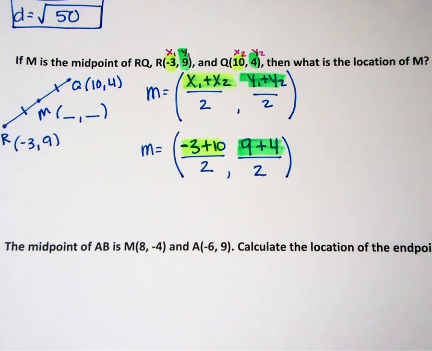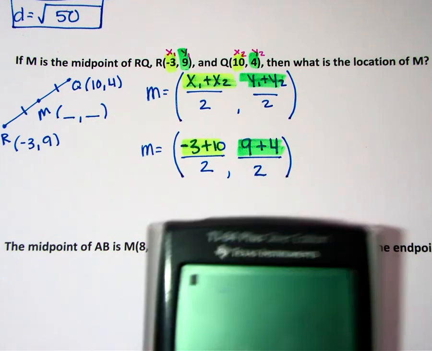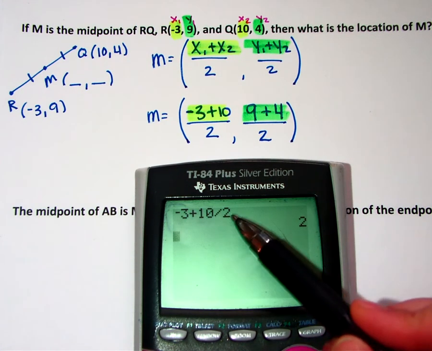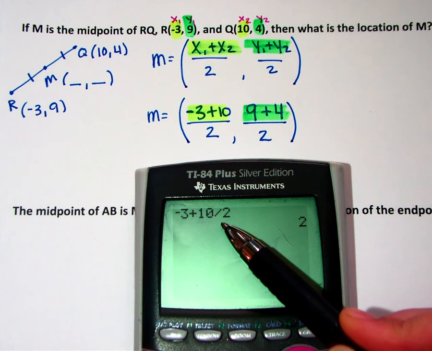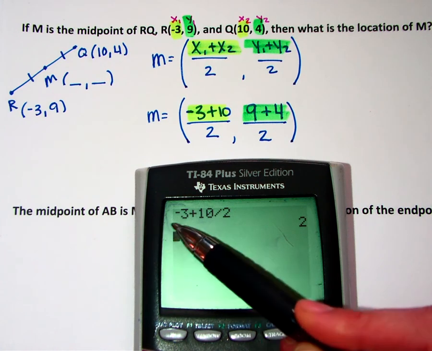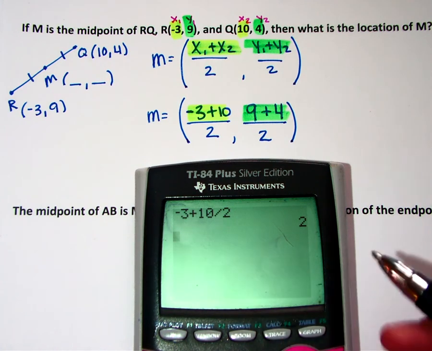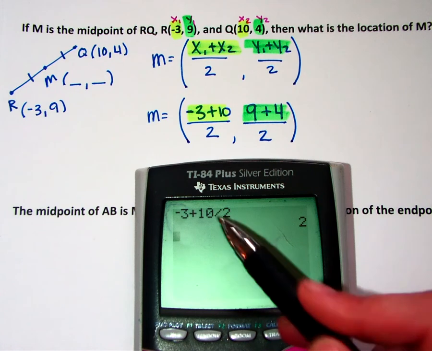Now comes the simplification. And when you're looking at this problem, you're thinking, this is easy. I just type it in my calculator. Here is the mistake that a majority of you make, and it makes your answer wrong. You do negative 3 plus 10 divided by 2. And what your calculator actually does is it divides 10 by 2 first. 10 divided by 2 is 5. Then it does negative 3 plus 5 is 2. That is totally not right. You don't want to do this.